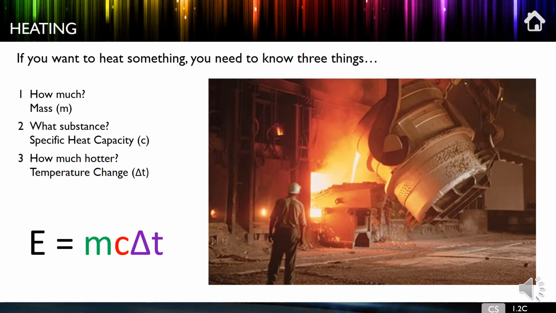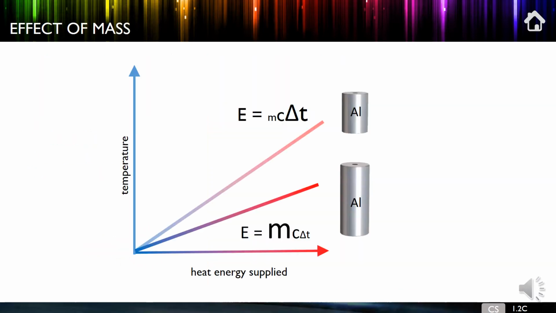So let's get back to this idea of specific heat capacity. If you want to heat something, what do you need to know? How much of the substance have you got? What is the substance? And that's the tricky bit, the specific heat capacity. So specific to a substance. It's to do with how much heat it can hold, or how it holds its heat, and how much hotter it gets, what is the temperature change. And we turn that into a formula. So the energy required is the mass times the specific heat capacity, so what is the substance, times the temperature change.